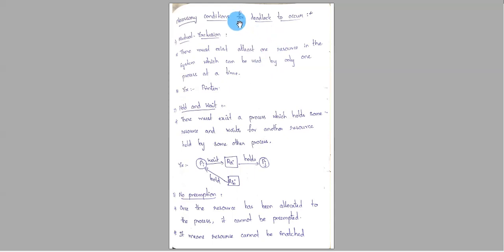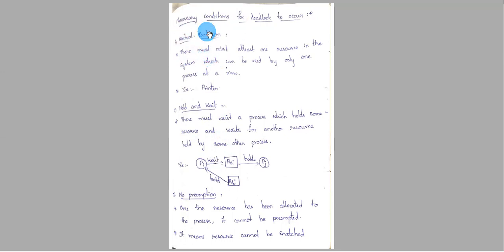Now in this video we will see about the necessary conditions for the deadlock to occur. In the previous video we have seen about deadlocks and why they occur. Now for the deadlock to occur, all these four conditions must be satisfied. If any of the conditions is not satisfied, then deadlock does not occur. So we will see about these conditions.